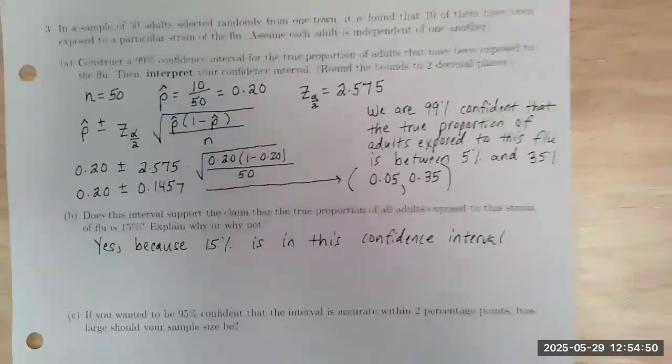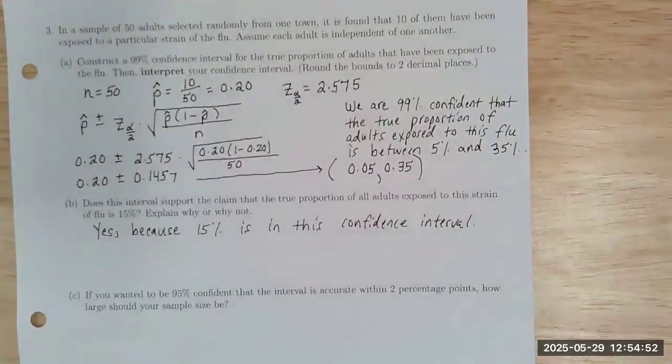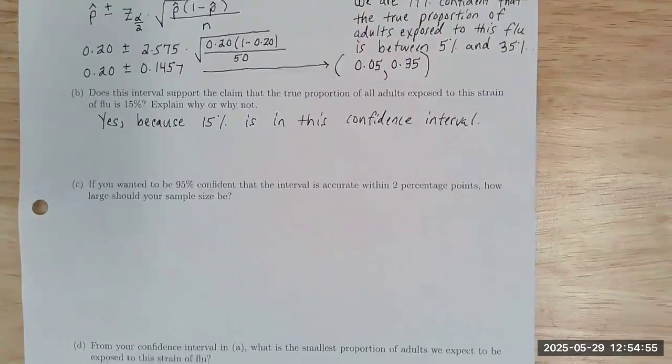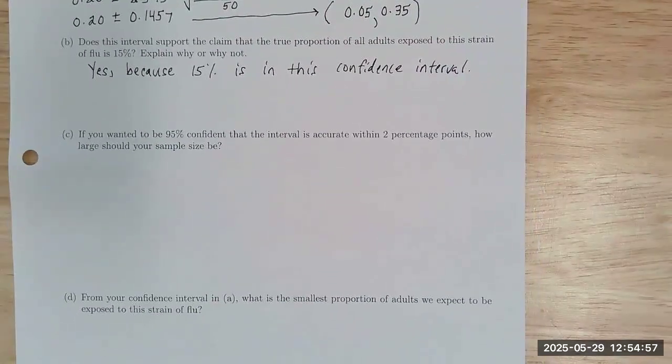Okay, I'm gonna skip down to question D for just a second, because question D is related to question A, so I don't know why it's in this order. So we'll just skip to the one that we can already answer. From your confidence interval in part A, which we said was 0.05 to 0.35 or 5% to 35%, what is the smallest proportion of adults we expect to be exposed to this strain of the flu?